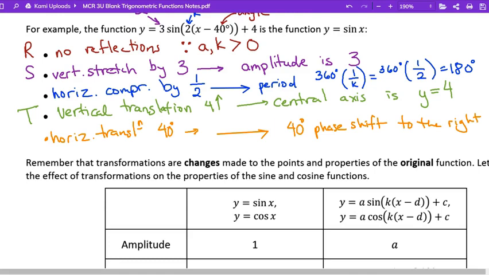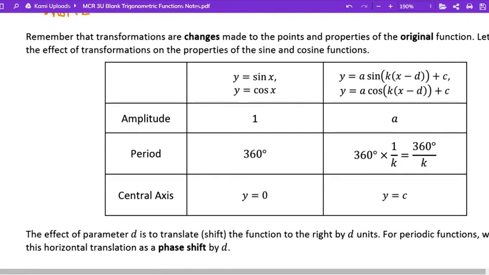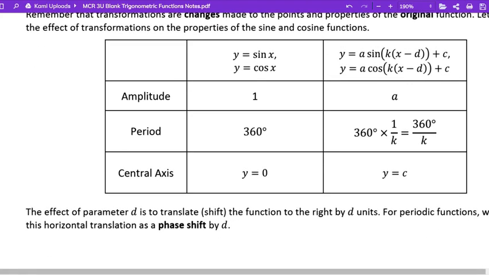All right, so let's summarize what we've got. Let's see how these transformations are going to affect the sine and cosine function. I'm just going to put some check marks here, but you have this table here. The amplitude of the parent function is 1. Once we have a vertical stretch, the amplitude becomes a, straight up like that.